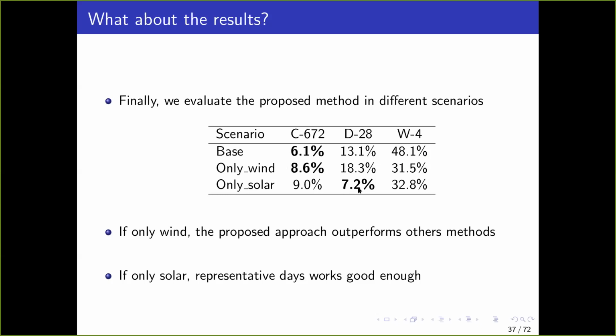And this is basically because if your renewables come only from the sun, which also has a very strong daily pattern, then you're not interested in seasonal storage. You just want to move electricity from day to night, and then the representative days is not a bad choice.